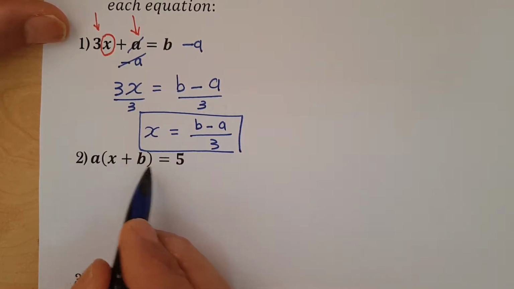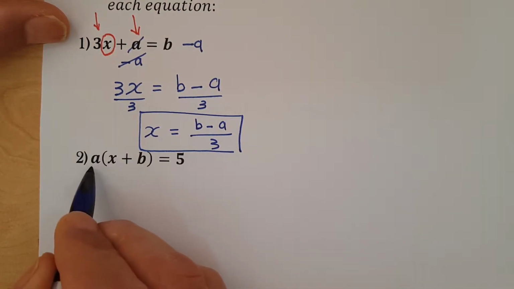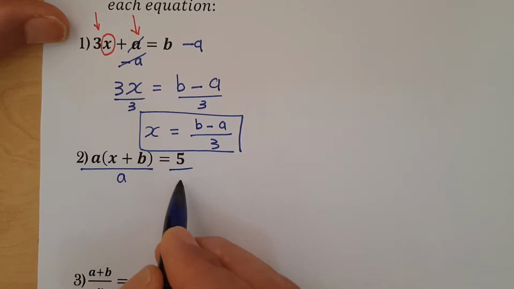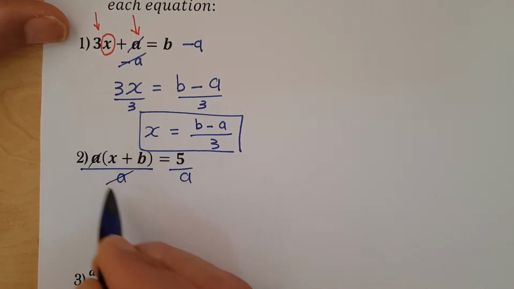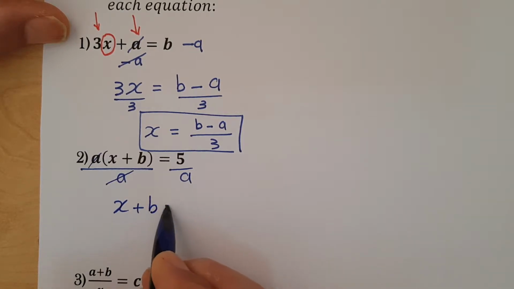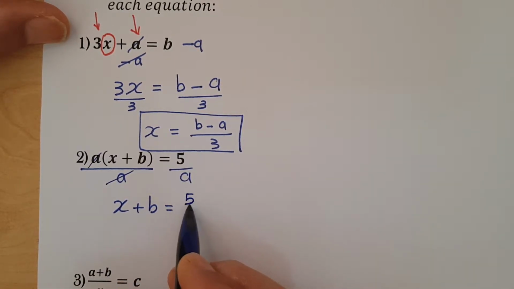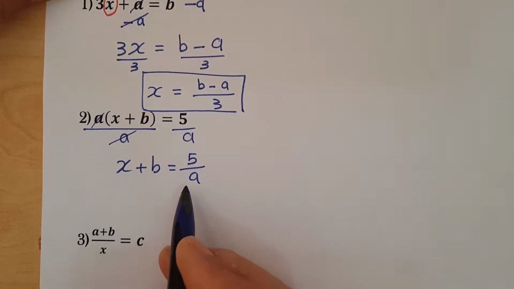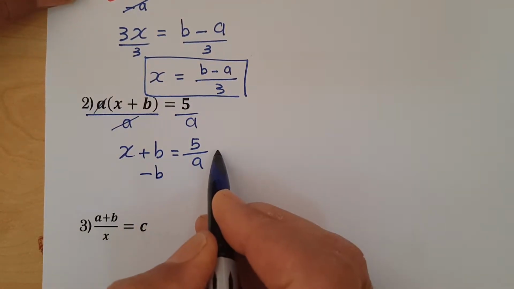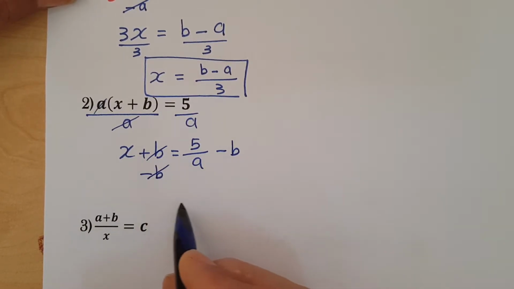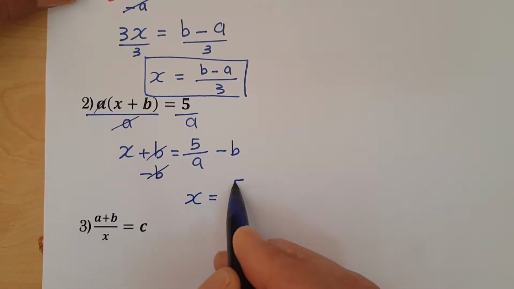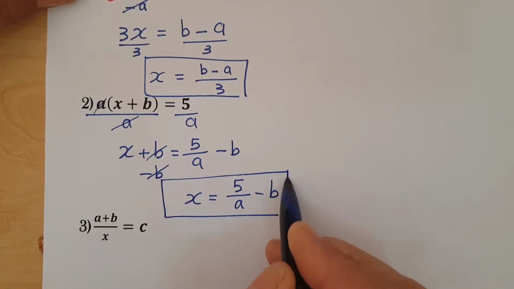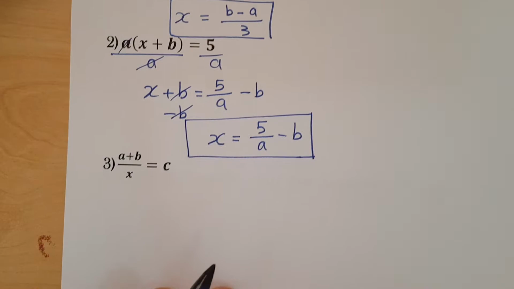Question number 2: a times x plus b is equal to 5. I can get rid of a by dividing by a, because a is multiplied by the bracket. So divide each side by a, a divided by a is 1. So x plus b is equal to 5 over a. You don't have any answer, just write it again, because a is unknown, I don't know the value of a. Then minus b here, minus b here. So b minus b is 0. So x is equal to 5 over a minus b. Very easy. Solve it as you solve the equation.